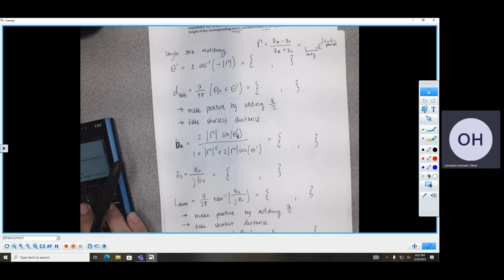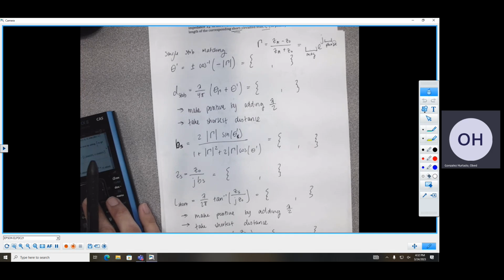So D stub 0.13, that's the one I chose. And then from there BS 133, ZS 37, 48. Oh, that's right. LS 0.1, 0.1. Okay.